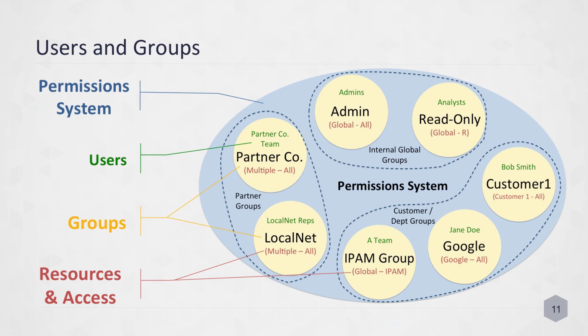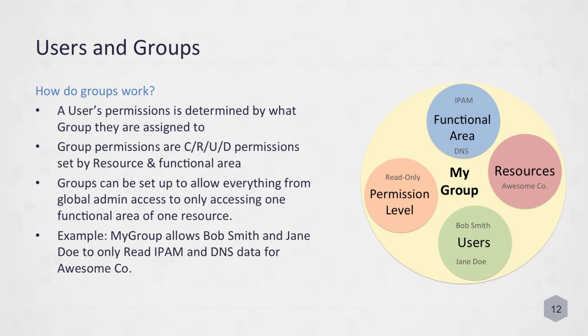As a whole, this makes up the ProVision permission system. The permission system allows you to fine-tune access to resource data to be as detailed as you need. In ProVision, the permission structure is handled by assigning users to groups, then setting the specific resource level create, read, update, and delete permissions for that group. Permissions can be set to allow everything from accessing only a single resource to full global access to all resources. You can also choose to enable access to only certain ProVision functional areas.